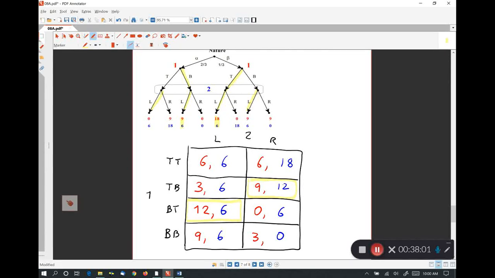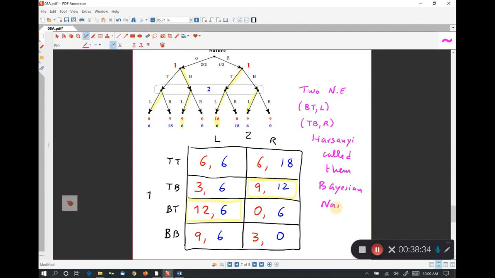So two Nash equilibria. One is BTL, the other one is TBR. Harsanyi called them Bayesian Nash or Bayes Nash equilibria.